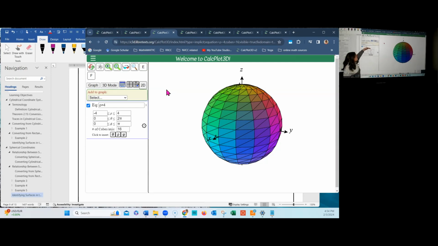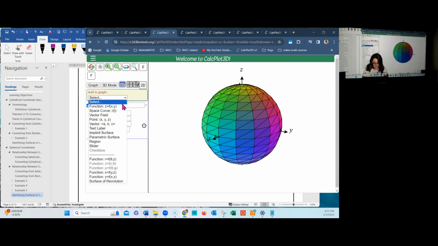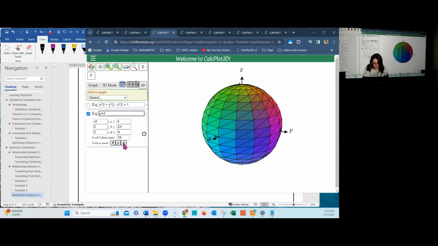When I hit enter, it's going to change the XYZ to rho, theta, phi. Make sure that your theta is 0 to 2 pi and your phi is 0 to pi. And then you should get the whole thing. All right. So again, that's done by selecting implicit surface, clicking inside the box, and then clicking on rho. You'll have to take out the automatic equation that it puts in.